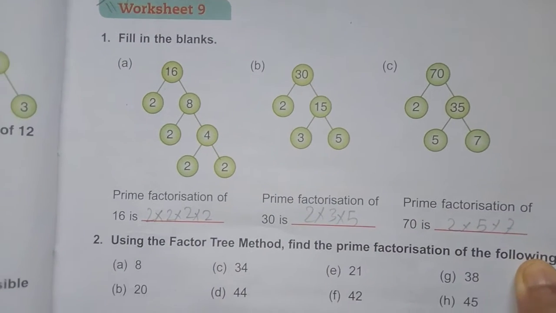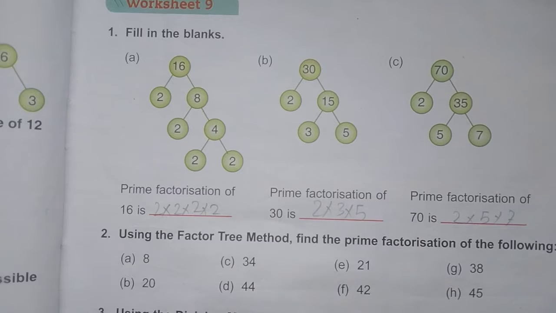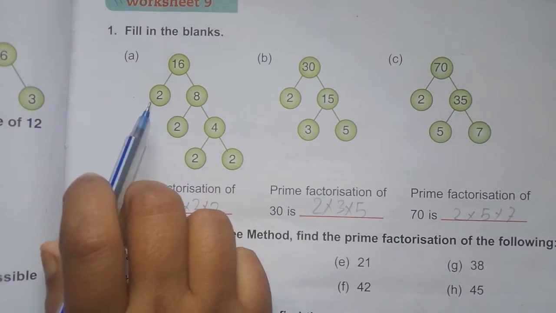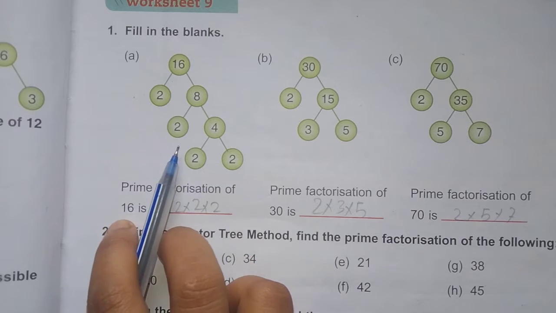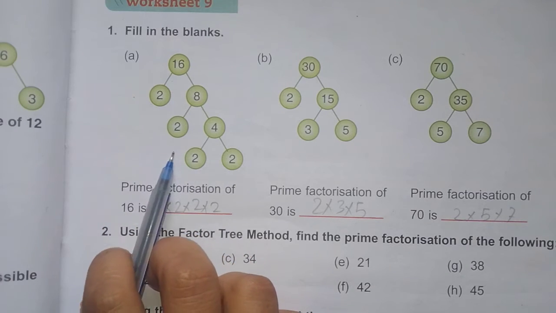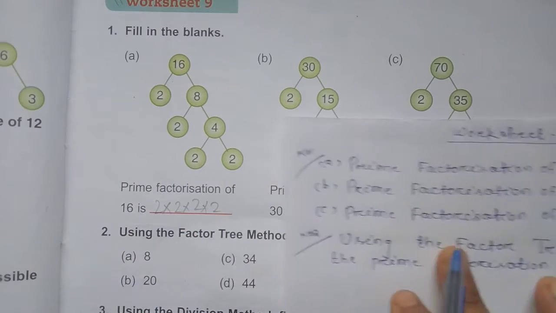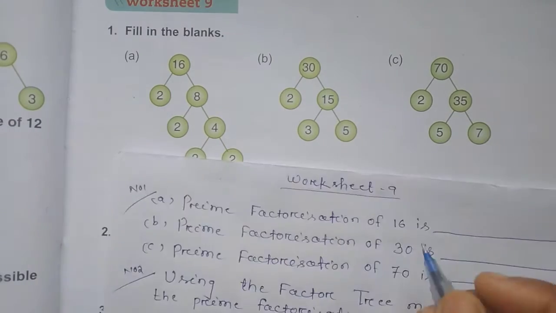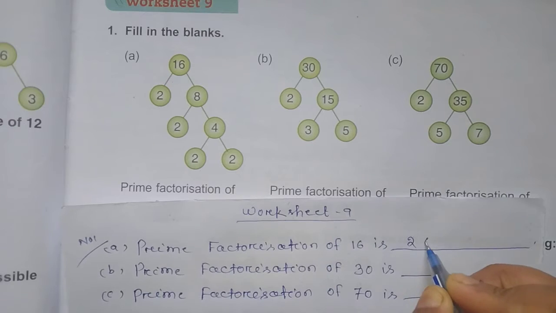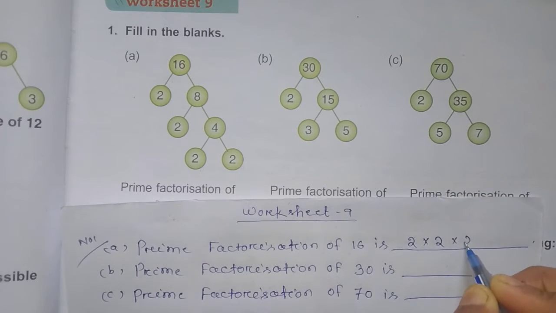Then prime factorization of 16 equals 2 into 2 into 2 into 2, because a prime factorization will contain no composite number. So prime factorization of 16 equals 2 into 2 into 2 into 2.